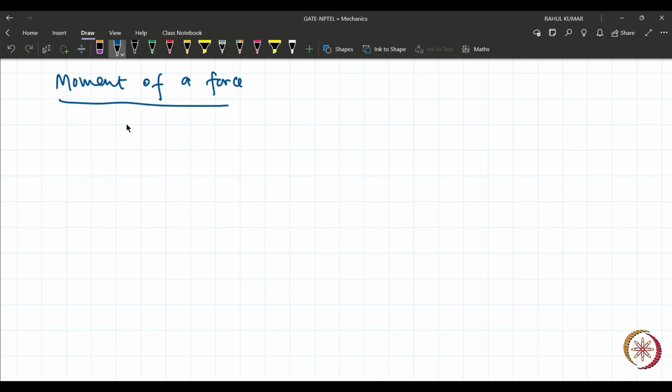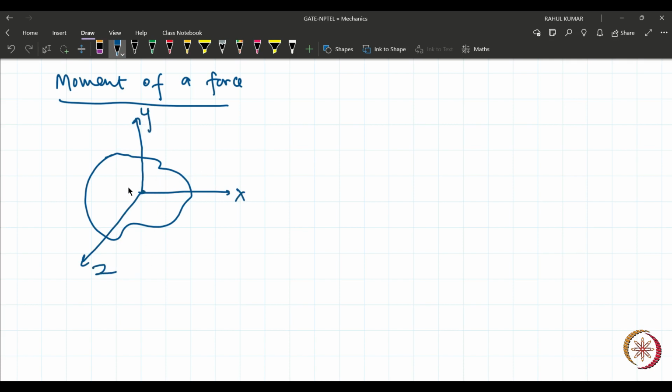Suppose an arbitrary body, and I'm assuming coordinate axes are like this and the origin is here. I'm applying a force F at point P like this, and the position vector from O to P is r.